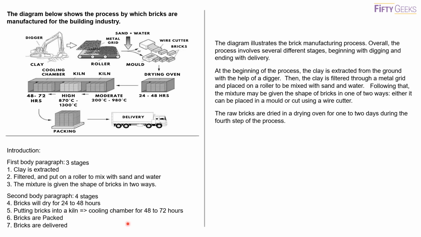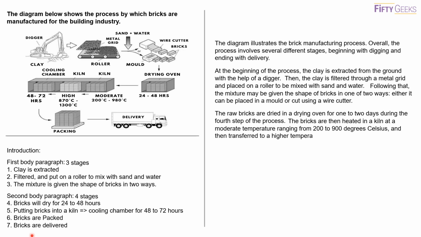Now I will write about the fifth stage where bricks are put into a kiln, then into a cooling chamber. I will continue to write the bricks are then heated in a kiln at a moderate temperature ranging from 200 to 900 degrees Celsius and then transferred to a higher temperature of up to 1300 degrees Celsius before being placed in a cooling chamber for 2 to 3 days.